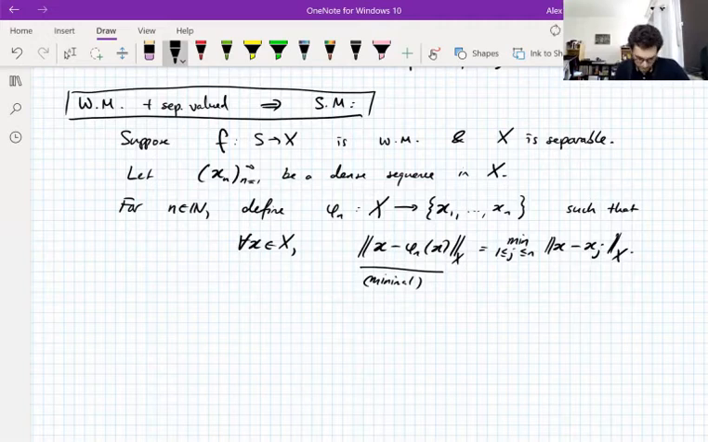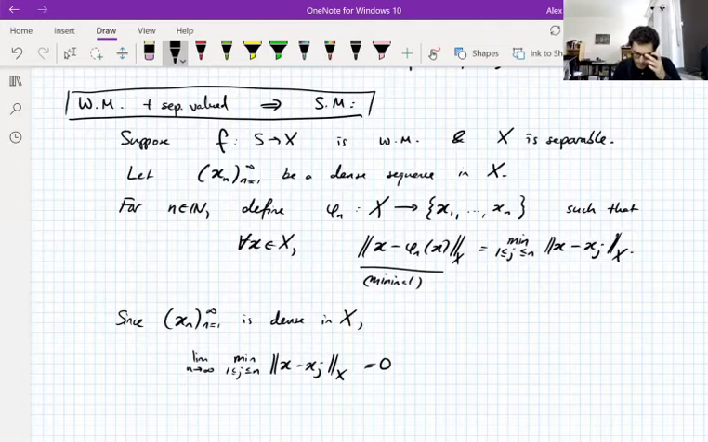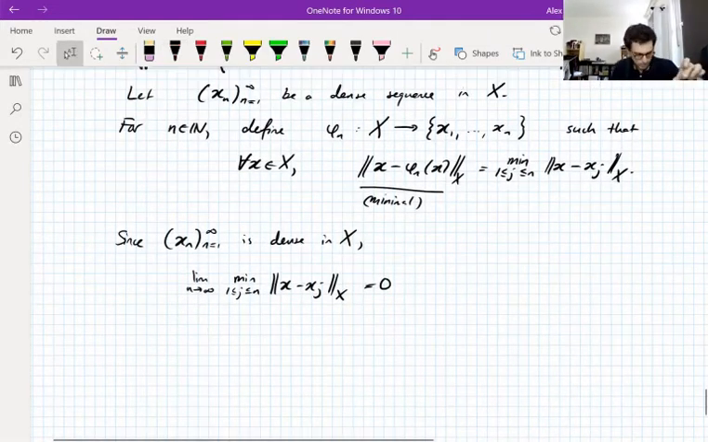And what do we do then? So since this sequence xn is dense in x, we have that the limit as n goes to infinity of the minimum of, maybe I'll just write it out first and then explain it. It's a little bit technical. If you fix, hang on, so this is for all x.